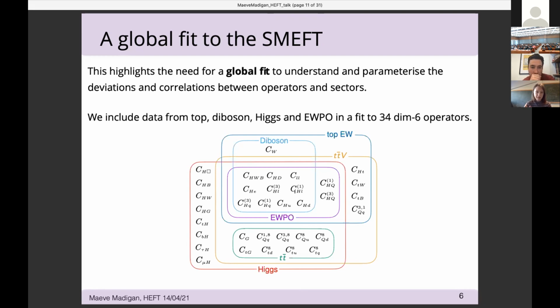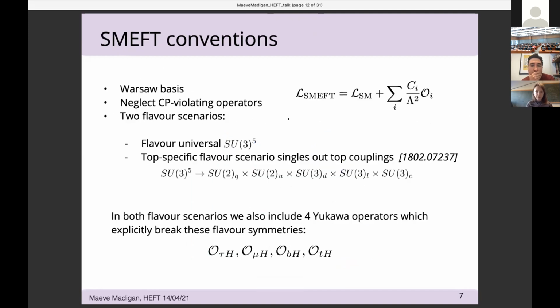We include top, diboson, Higgs, and electroweak precision observables in a fit to 34 of the Warsaw basis operators. So this is the 34 operators shown here. The way we decide on these operators from that full table of Warsaw basis operators I showed you before is by making a few assumptions.